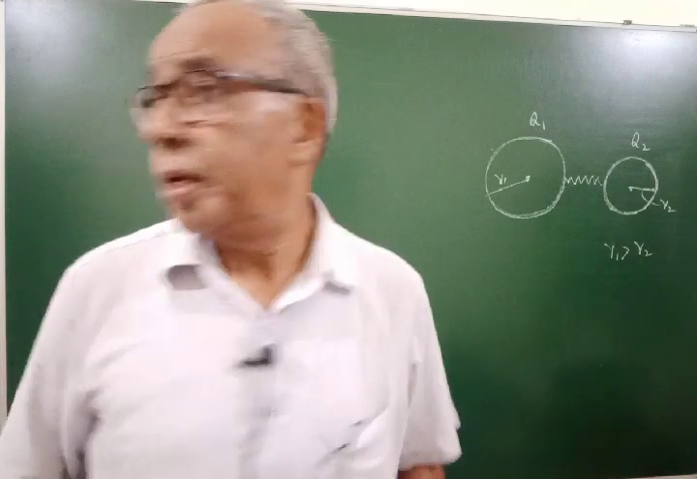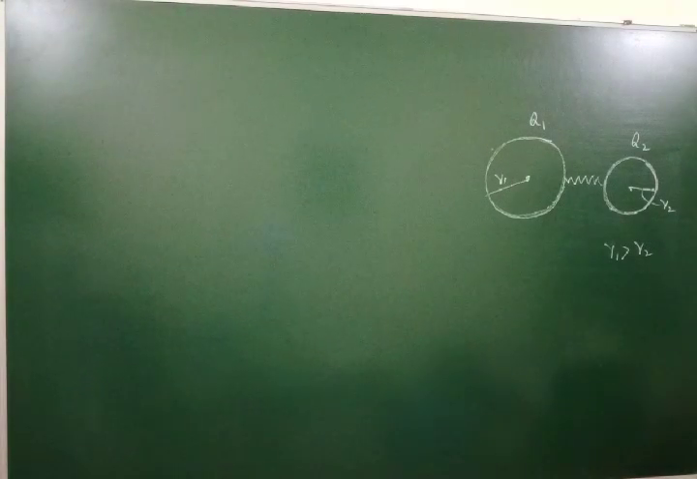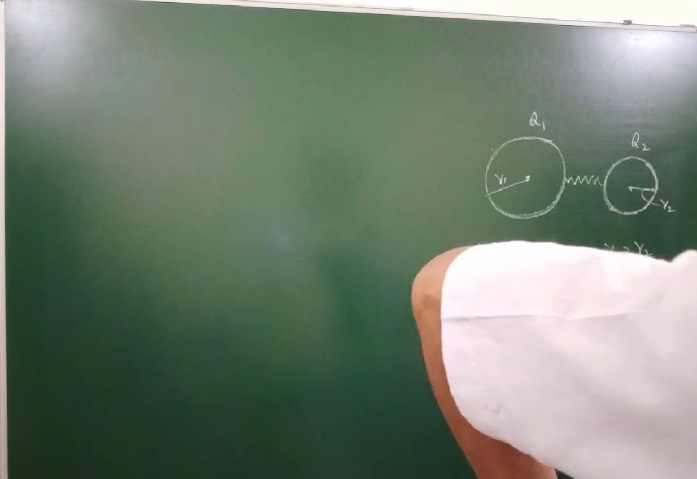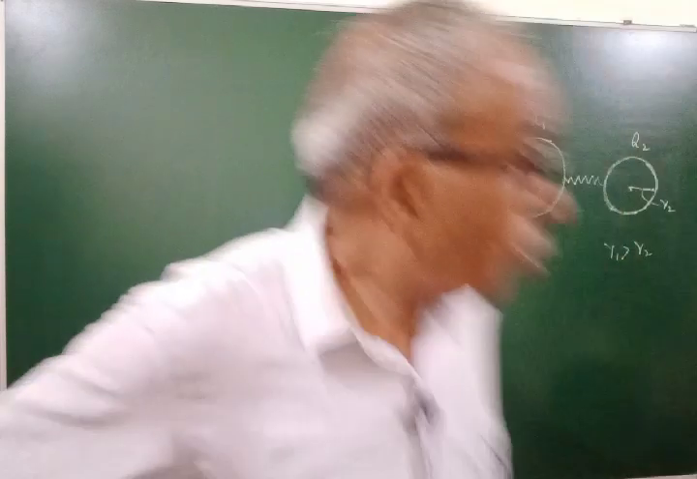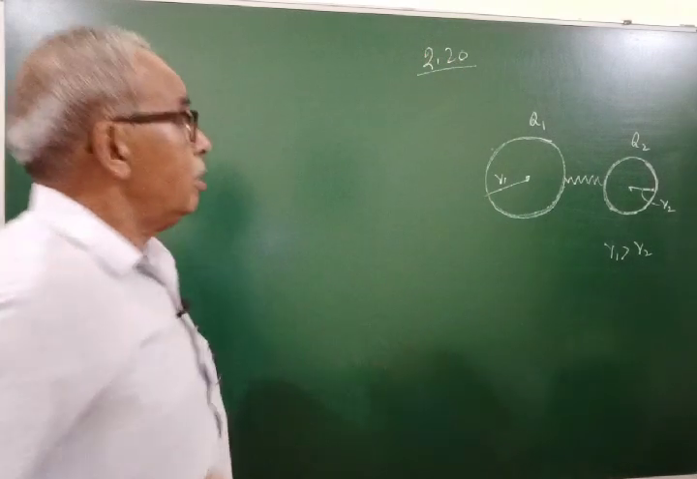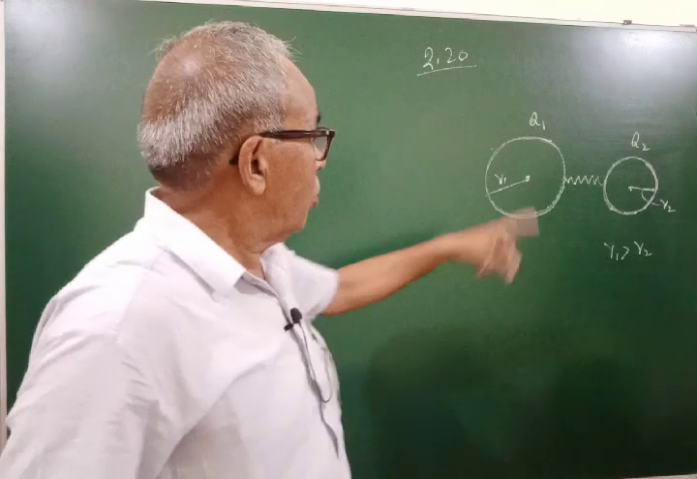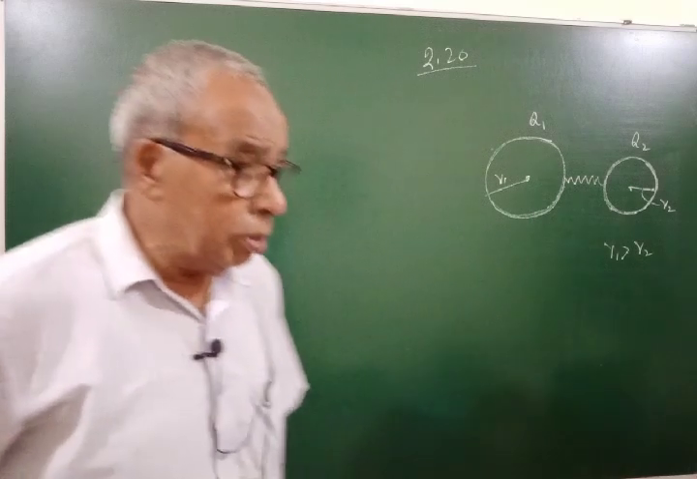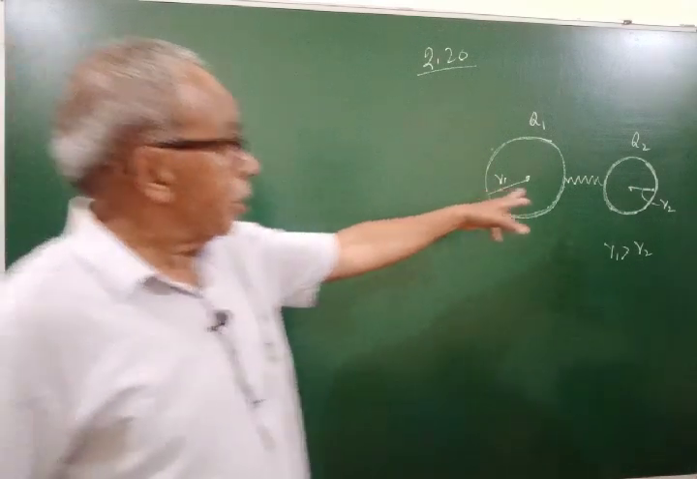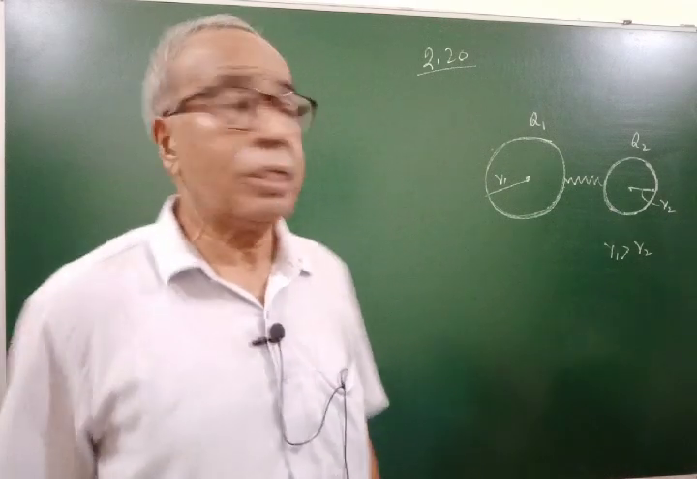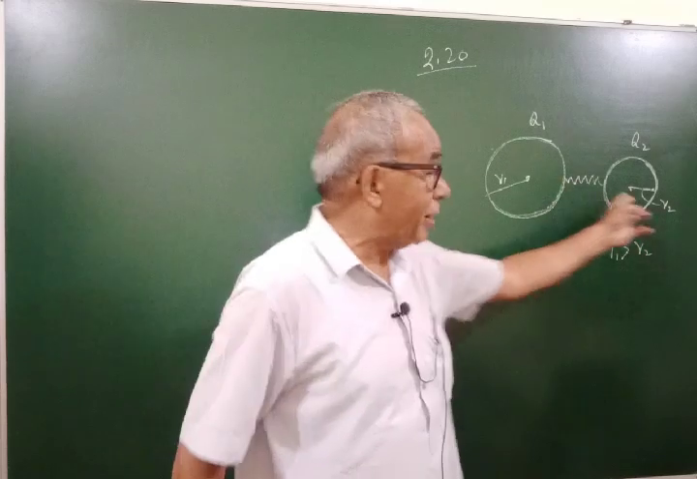Yes, dear students, here is a very good question again from the NCERT book. For better understanding, you can see this example 2.20 of the NCERT book. Here we have two conducting spheres of radius R1 and R2, where R1 is greater than R2. They are connected by a conducting wire and have charges Q1 and Q2 on them.